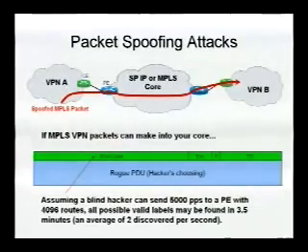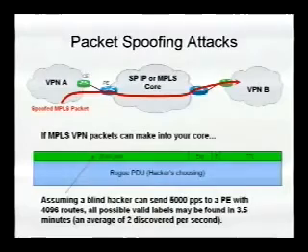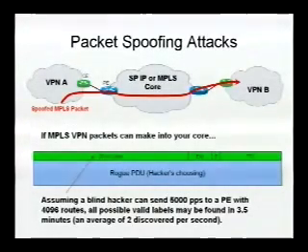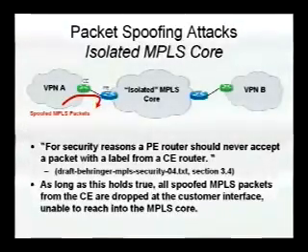Well, if the MPLS VPN packet can make it into your core and hit an MPLS over IP box, all that's standing between that packet getting dropped and getting switched is this 20 bits. So assuming a blind hacker can send 5,000 packets per second to a PE with 4,096 routes, I just picked these numbers, all possible valid labels can be found in 3.5 minutes, and an average of 2 are discovered per second. That's just some probability calculations. So that's fairly fast. So we're not complete and total sitting ducks here.